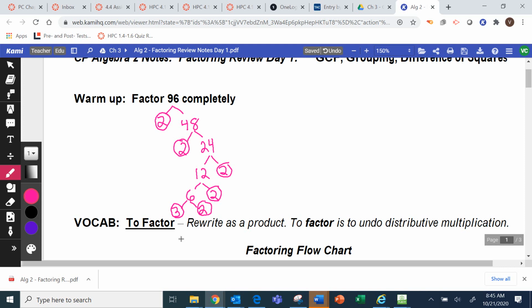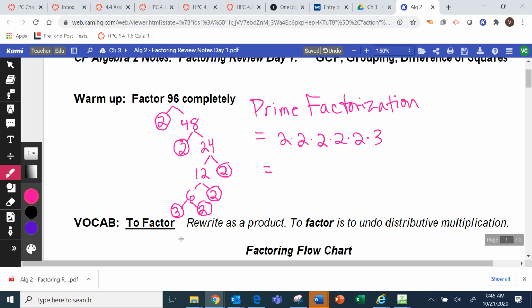Then, when I write my prime factorization, I could write 2 times 2 times 2 times 2 times 2 times 3, or, because that's a lot of writing, I could shorten it, and I could say 2 to the 5th times 3. So when you're asked to factor something, you're breaking it down to its primes.